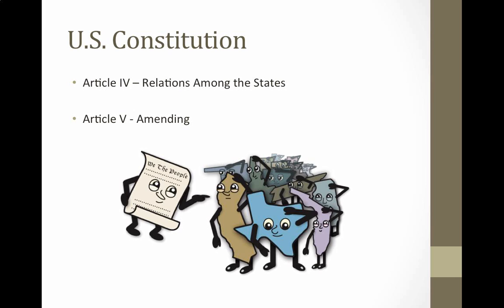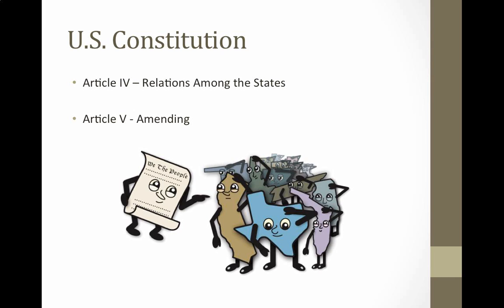Article 4 deals with the relationship among the states. Articles 1, 2, and 3 dealt with the federal government, the government in Washington, D.C. that is responsible for making laws for everyone in the United States. But then all 50 states each have their own governments also. And so what Article 4 does is set up how these states are going to relate to each other. And we'll look at some of the specifics when I pull up the Constitution itself.